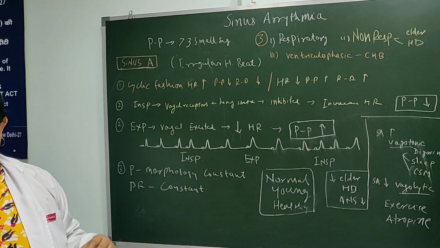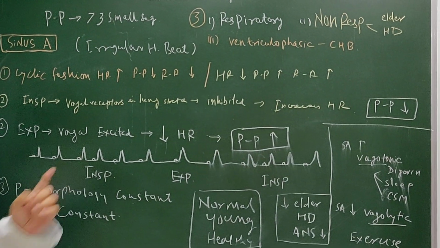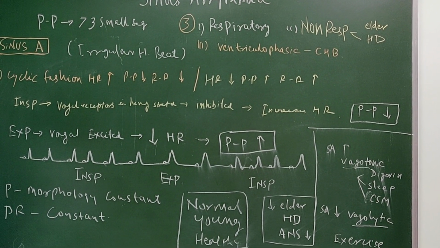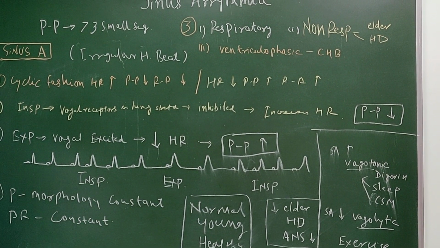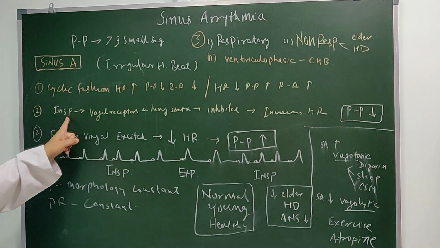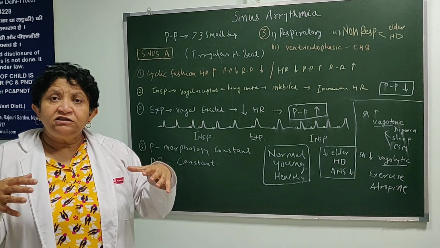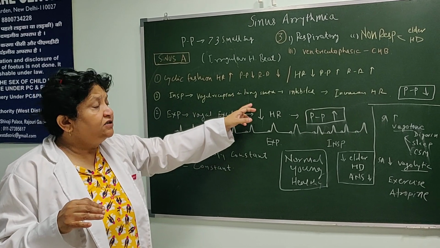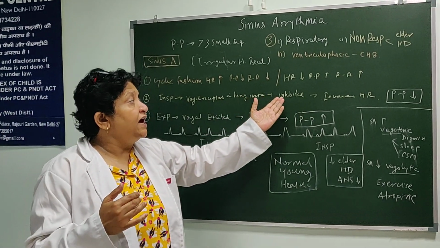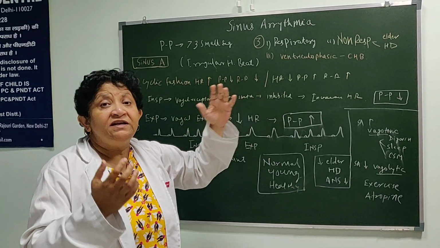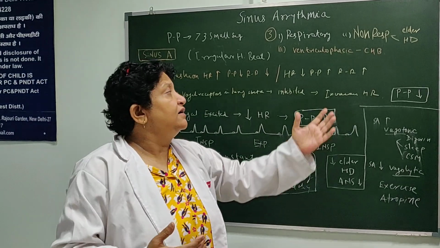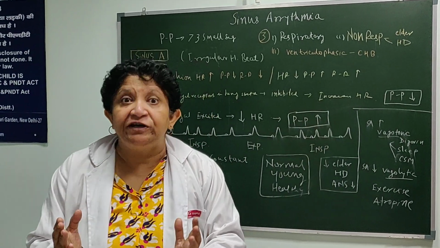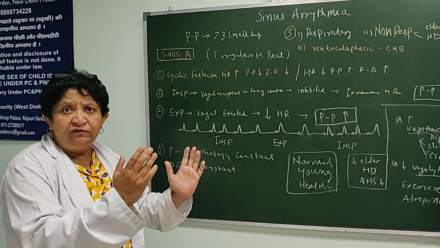So what happens in inspiration? Why is it that the heart rate increases during inspiration? Just remember I: inspiration, I; increase in heart rate, I; and one I for inhibition of the vagal nervous system. When we take deep breaths, the vagal receptors in the lung get stretched, and during inspiration they are inhibited. If the vagal nervous system is inhibited, it will increase the heart rate, and the PP interval will come closer. So during inspiration, the RR interval or PP interval come closer.